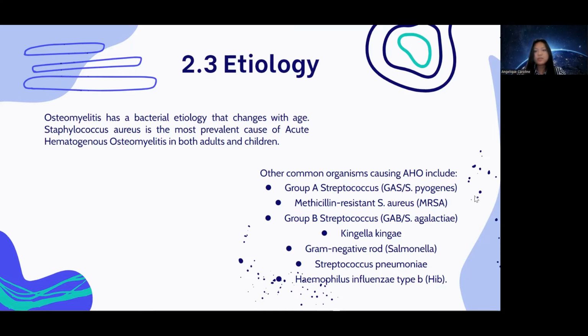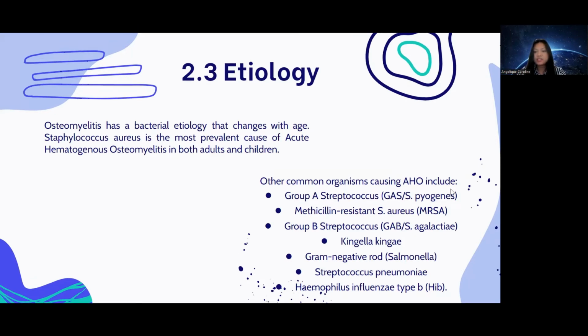Staphylococcus aureus is the most frequent species of Staphylococcus we can find on the skin. Other common organisms causing AHO include Group A Streptococcus, GAS, Streptococcus pyogenes. It is the second most prevalent identified causative pathogen in AHO in the group of older children. And then we have methicillin resistant S. aureus, MRSA. It is increasingly being identified from osteomyelitis patients. Because of its enhanced virulence, it is a more dangerous and worrisome bacteria.